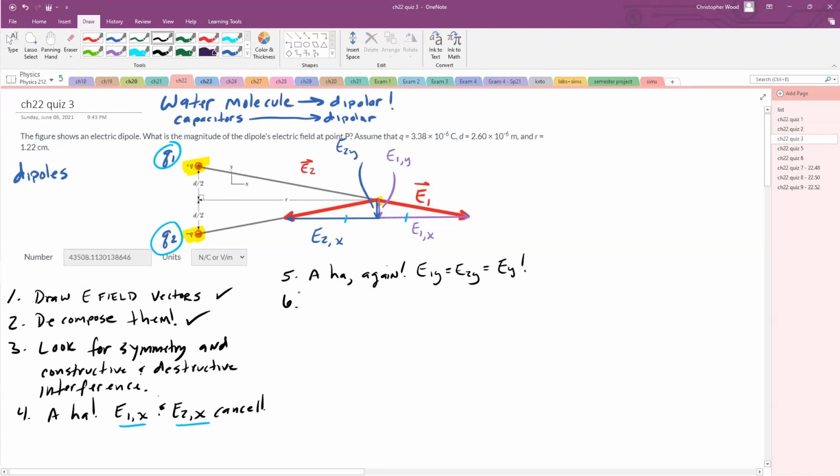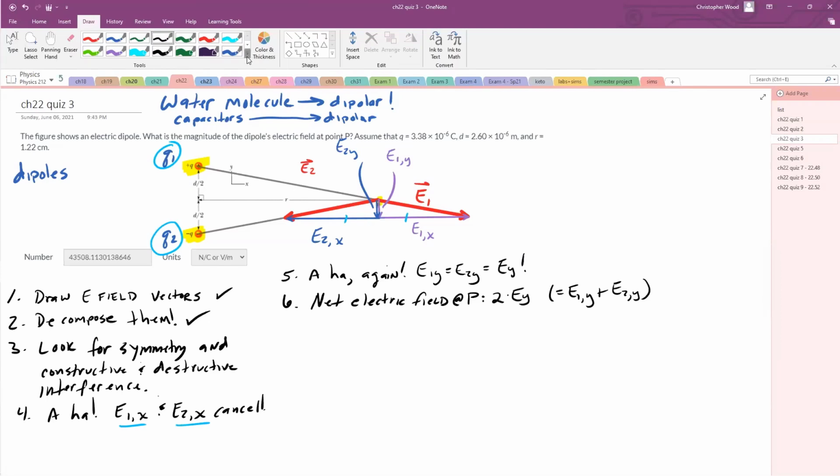Let's figure out then. What I'm going to do is the net electric field at point P, which is where Probert is standing, is just going to be 2 times E sub y. I have a contribution from E1y along with a contribution E2y. This is my contribution from source charge 1 and my source charge 2. So there you go. Let's figure this out then. Number 7, E net.